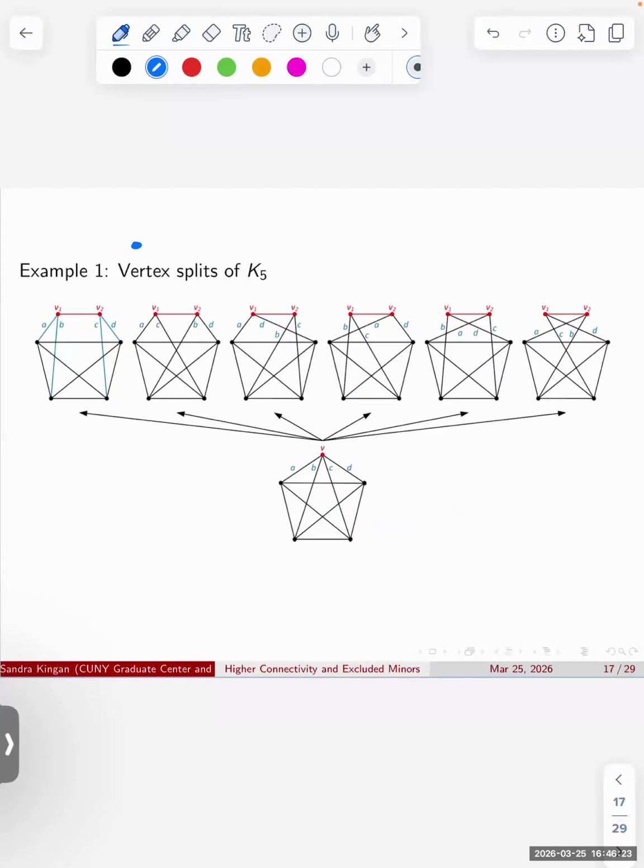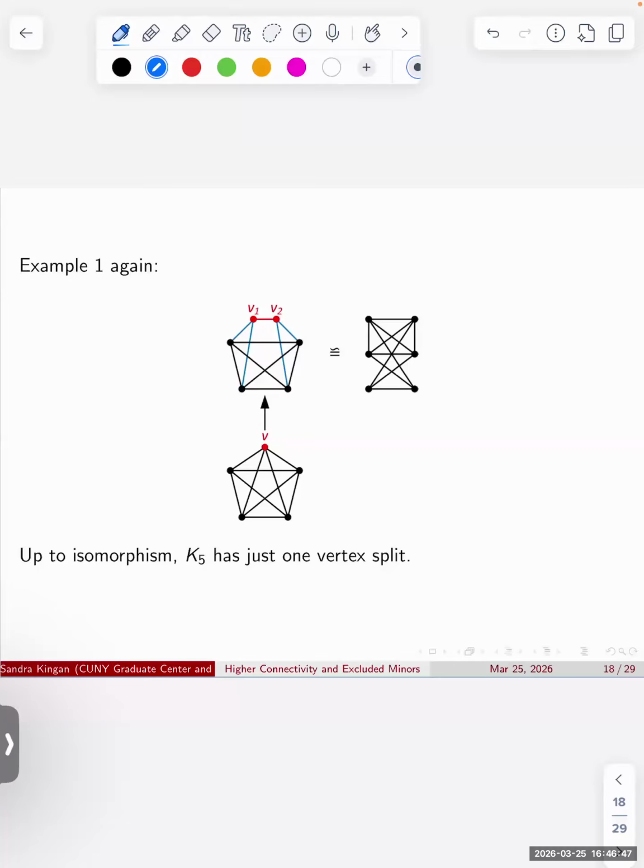So the main thing about vertex split is that you can get many. So I feel like this example is key. This is K5. If you split this vertex V, you get so many possibilities depending on how you link up the various edges A, B, C, and D. And in this being K5, they're all isomorphic. So it kind of belies the point, I think, that you actually get non-isomorphic ones, but this is another example. And the only vertex split of K5 is this graph here.